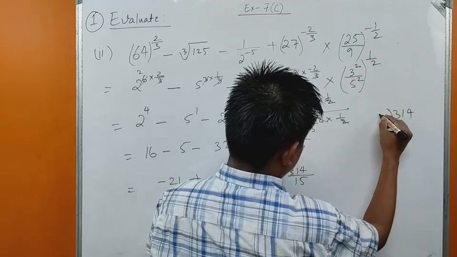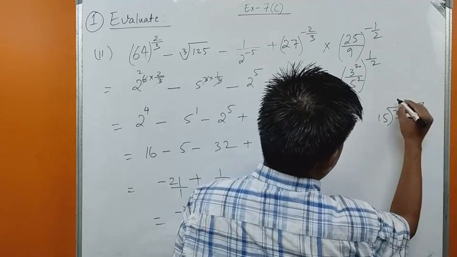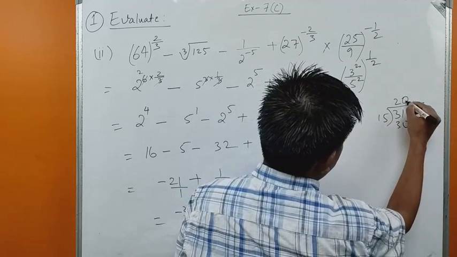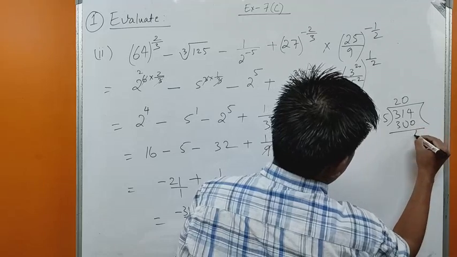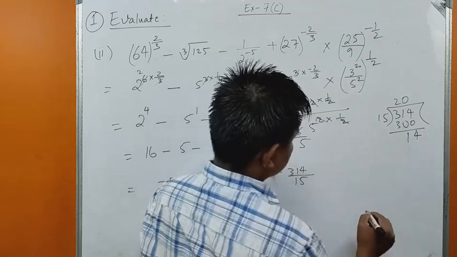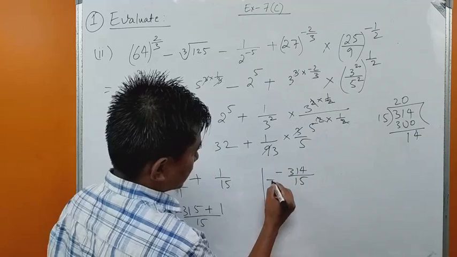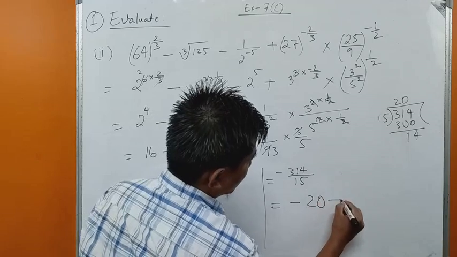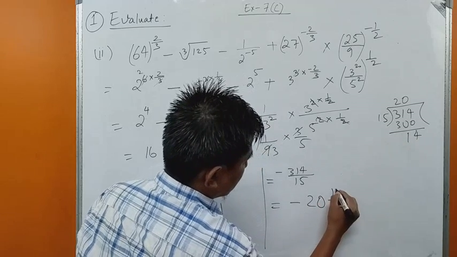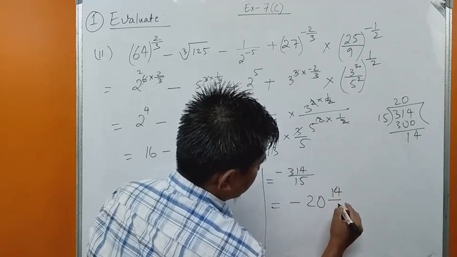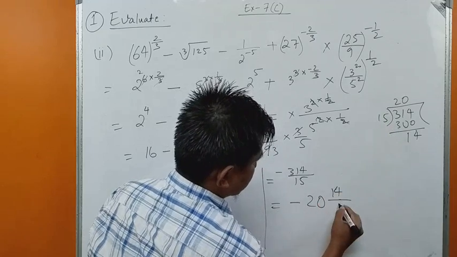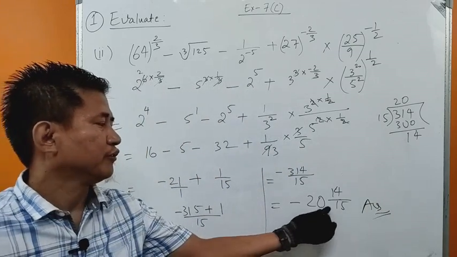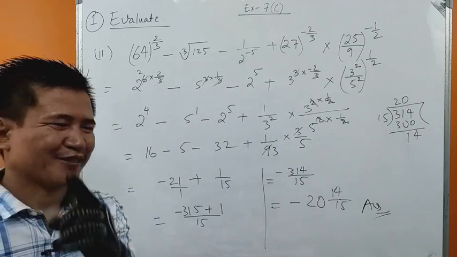314 divided by 15. So 15 twenties are 300, 15 twos are 30, this 0 comes here, 300. So this 4, this 1. This means this can be written as minus 20 whole. This 14 remainder goes to the numerator and this divisor comes down. Okay. So this is the answer: minus 20 whole, 14 upon 15. I hope you got this.